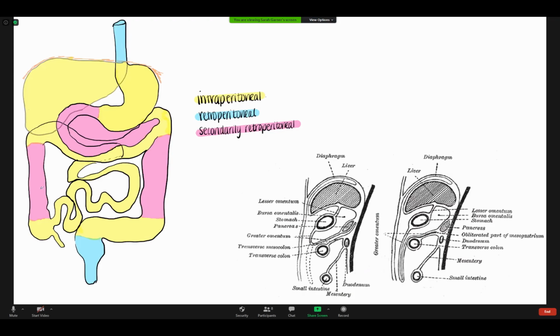So here you can see, we talked about the ascending colon and the descending colon and how those get fused to the posterior abdominal wall. And then I just told you how the duodenum and the pancreas form, but then they get pushed backwards and fused to that posterior wall. So this is what it looks like during the development.